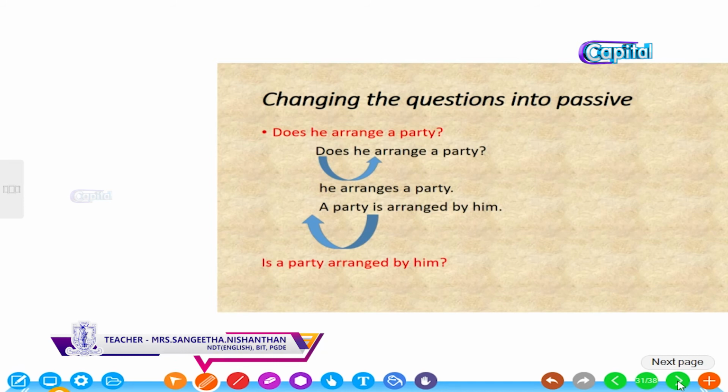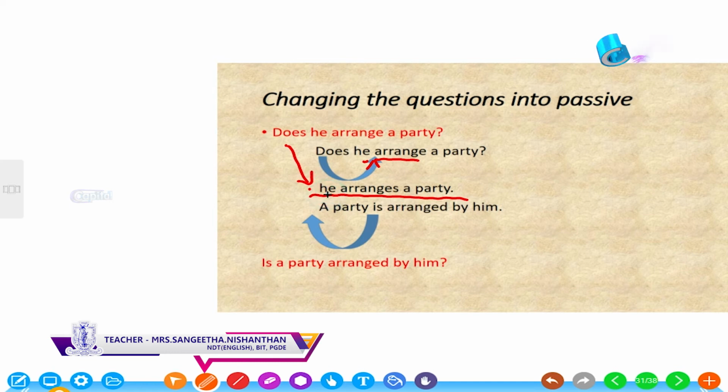Does he arrange a party? This is a yes or no question. Already the does was there earlier after the subject and combined with the verb arrange. So, when it was a statement earlier, it will be like this: He arranges a party. This is the statement or sentence. We made it as a question like this. Now, we change it to the earlier form: He arranges a party. Now, you can change it into passive.